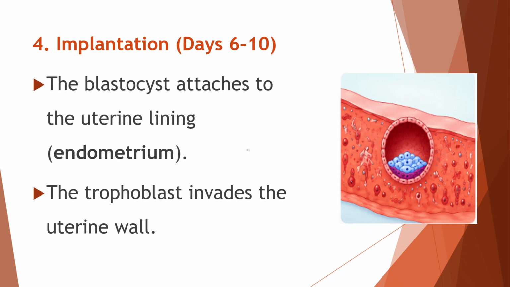Implantation is a very important step because pregnancy begins only after successful implantation. The trophoblast later develops into the placenta, which nourishes and supports the growing baby throughout pregnancy. Remember, implantation equals attachment of the blastocyst to the uterus and the beginning of placental development.